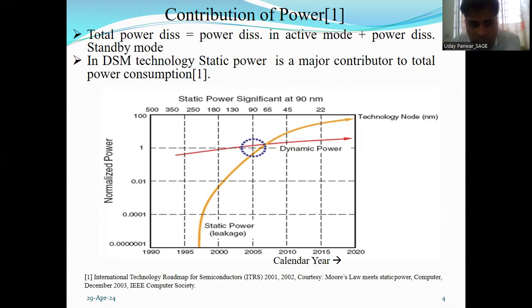In this graph, the bottom x-axis represents the year, the top x-axis represents the technology of the transistor, and the left y-axis shows the normalized power. So this is the graph between power dissipation and year of invention.